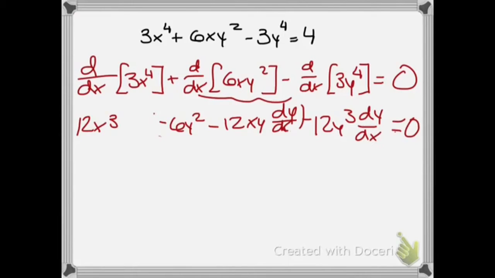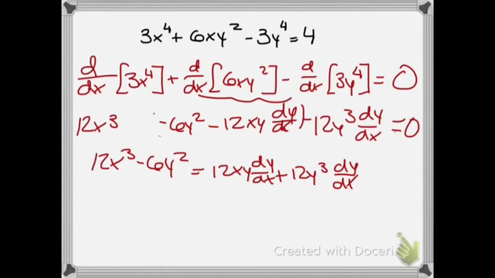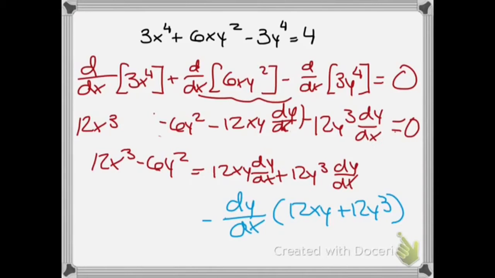Now I'm just going to clean it up and move all of my dy's and dx's on one side and keep everything else on the other side. Okay. So now I'm going to factor out dy on this side, and I get dy over dx times 12xy plus 12y cubed, and that equals 12x to the third minus 6y squared. I'm going to divide by this.